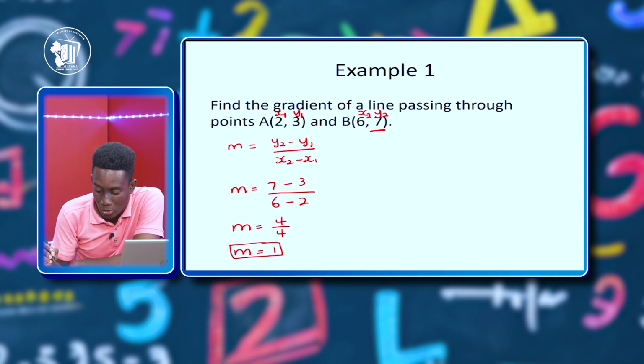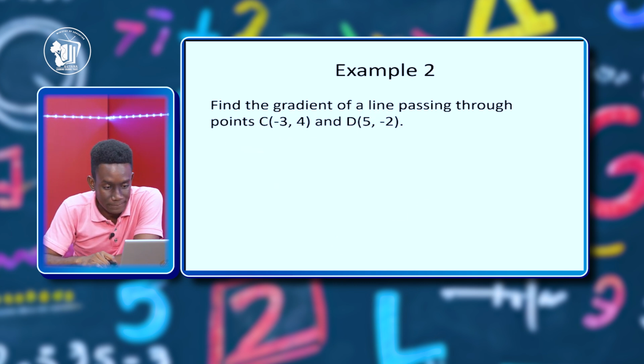So for the interpretation of this, 1, or you can say 1 over 1, means as we rise 1, we go across 1. So that is what the 1 means. So let's look at another example.